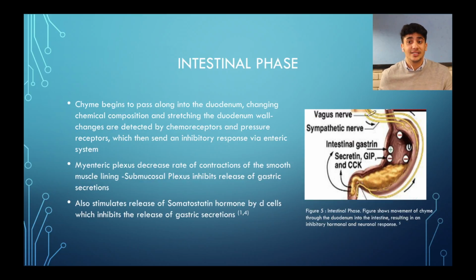And as it passes along, this is the intestinal phase. The duodenum stretches and chemical composition changes. This is detected by stretch and chemoreceptors again, but it sends back an inhibitory response through the ENS. The strength of the response is dependent on the composition of the chyme.